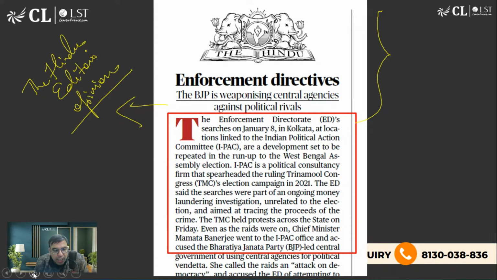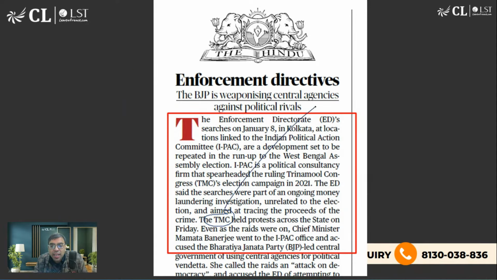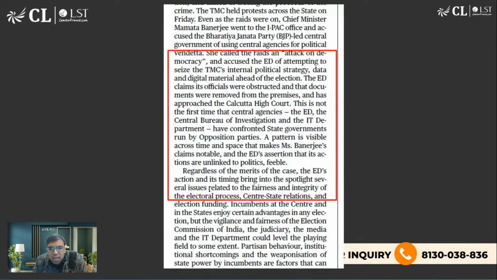So they're talking about again the Enforcement Directorate raiding the IPAC office, Indian Political Action Committee office in Kolkata, ahead of the upcoming West Bengal election. The ED searches were part of an ongoing money laundering investigation unrelated to the election and aimed at tracing the proceeds of the crime. TMC, the Trinamool Congress, is the political party of Mamata Banerjee, the current chief minister of West Bengal. So the raids happened, and Mamata Banerjee alleged that the ruling government is misusing and politicizing this agency, etc. So these things were in the news.